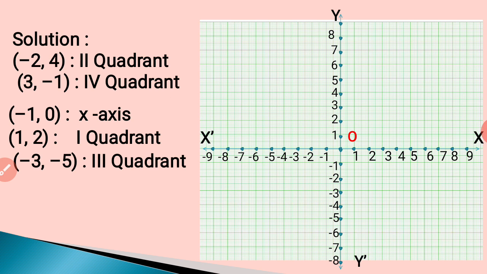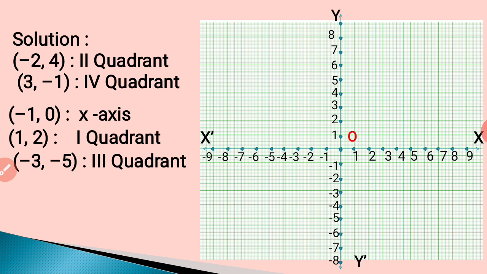Now the very first point to be plotted is -2, 4. Now -2 is the x coordinate and 4 is the y coordinate. The negative first and the positive later. This is the point which lies in the second quadrant. Then 3, -1 is the next point. The first one is positive, the next one is negative. It lies in the fourth quadrant.